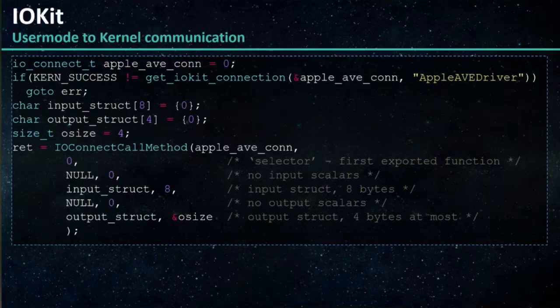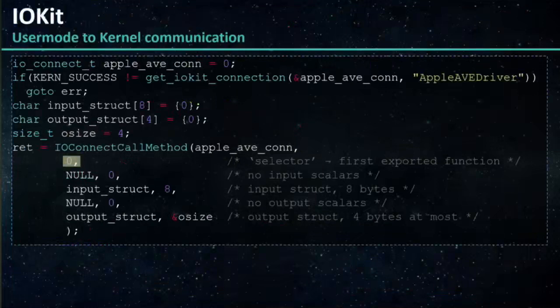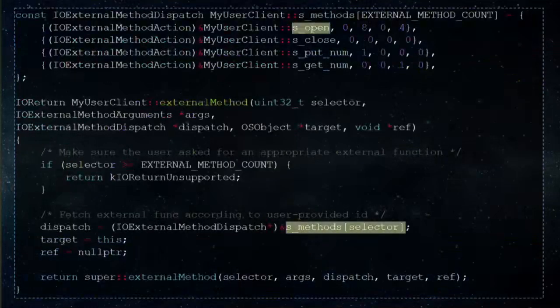So like I said, index 0, and we can see that here, because selector is now 0, it takes the first descriptor from here. So in our case, S open. Like here, you see that the input is 8 bytes, the output is 4 bytes. So here, 8 bytes, 4 bytes. And that's it. That's the whole thing between user and driver, like the basic communication.